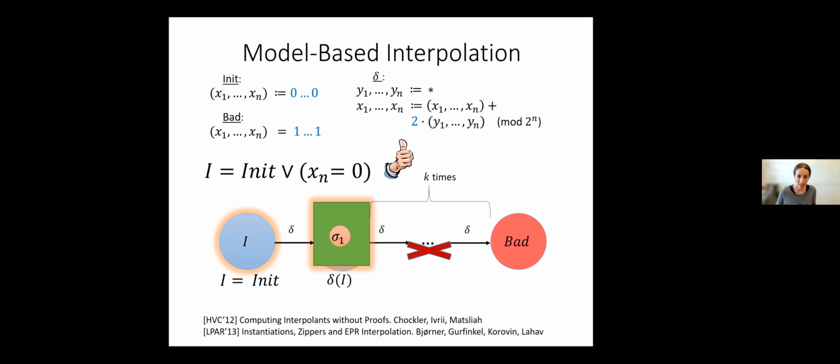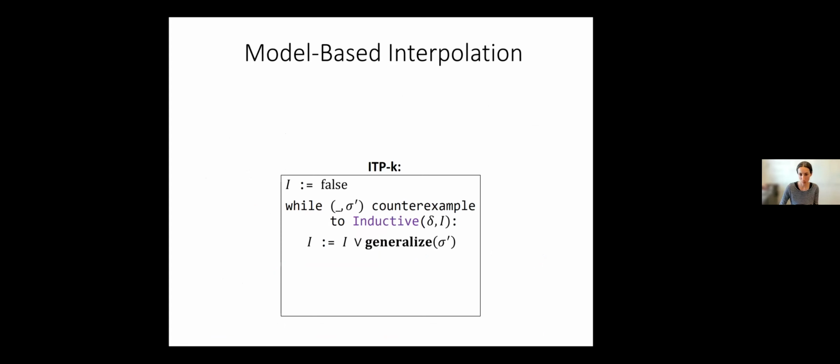More generally, let's look at the pseudocode of the algorithm, which we call ITPK because of the parameter k. What is going on is that we have our candidate here, initialized to false, it doesn't really matter. And then as long as our candidate invariant is not inductive, we take a counterexample to induction, we take the post state, and we add it to the candidate invariant after generalizing it. The generalization is just done by dropping literals.